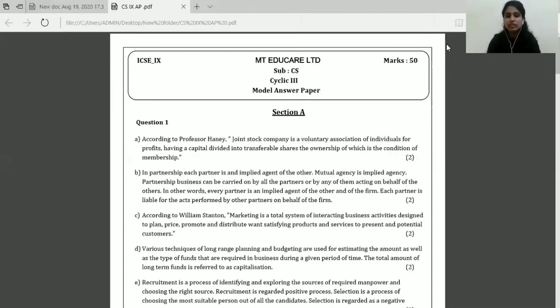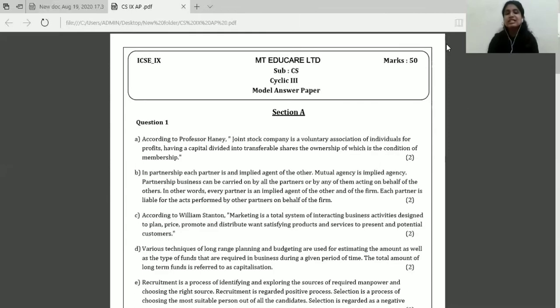When you start solving the paper, the very first thing that you do is write the section name on top. For example, we are solving section A first, so we shall write section A on the top very neatly and very clearly. Once that is done, write the question number and the sub-question number. Now, the first question was define joint stock company.